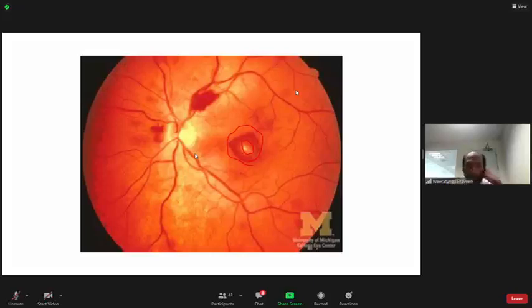Roth spots, you can measure. You have a hemorrhage with a pale center. That is the only thing that you see. That is a Roth spot.